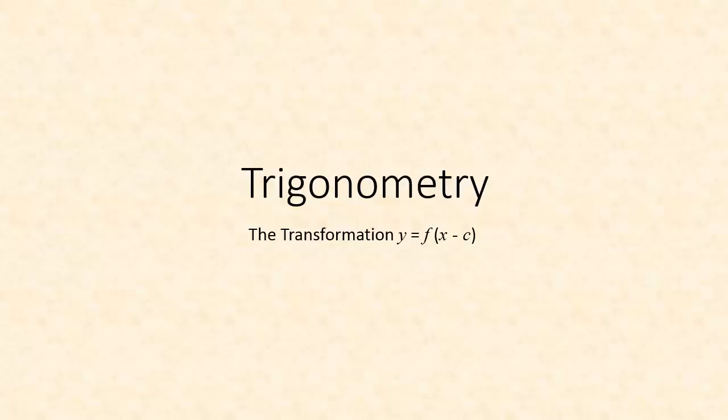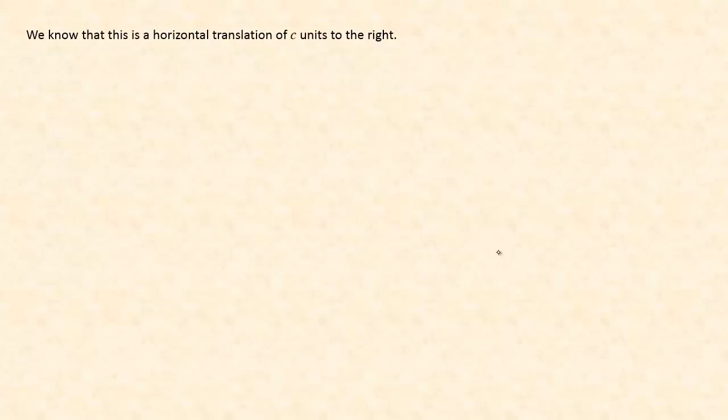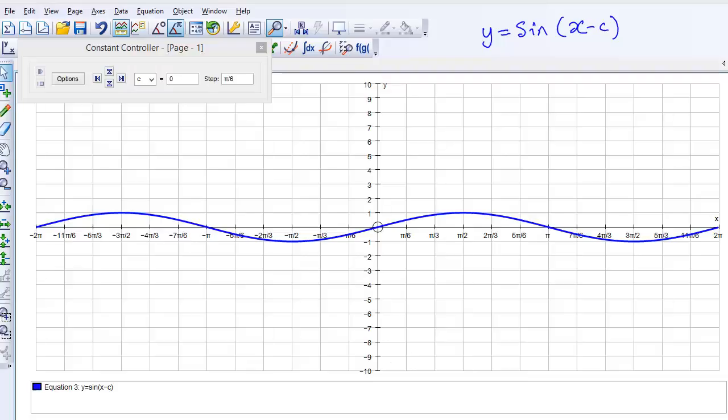Transformation y equals f of x minus c, we know that this is a horizontal translation of c units to the right. And now we're going to use Autograph to look at just the sine and the tangent, I think. So this is y equals sine of x minus c, with c currently set to 0, so it's just y equals sine x, the standard graph.